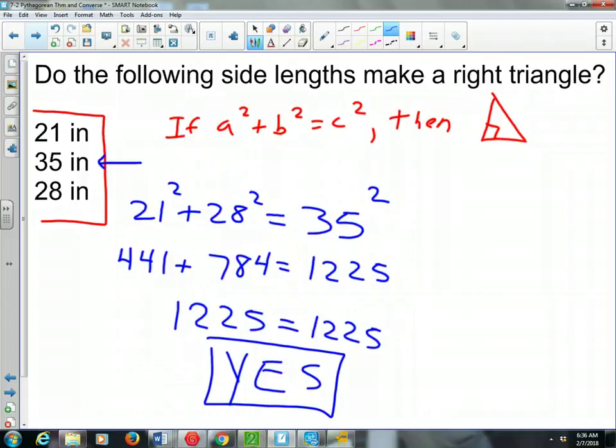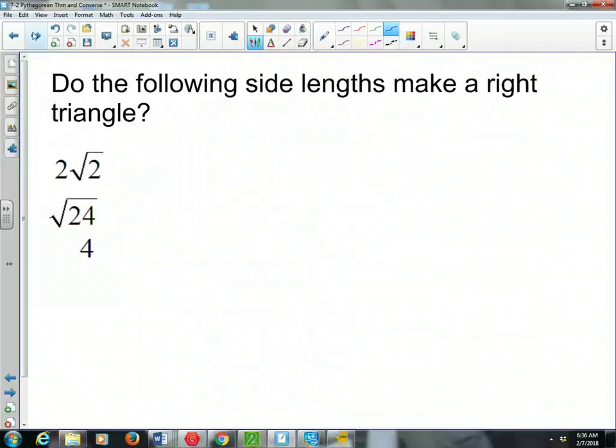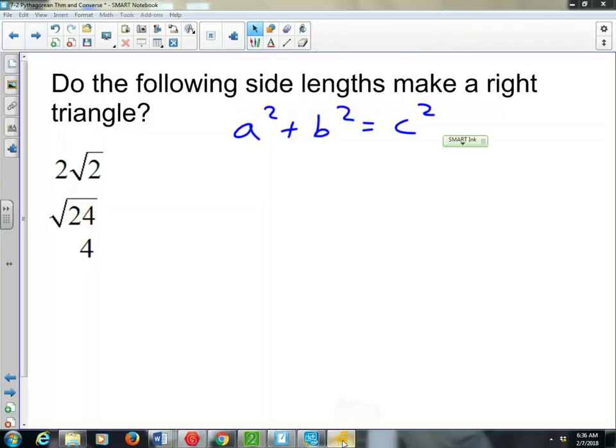How do we know it's a right triangle? Because a squared plus b squared equals c squared. I ask you this question, everybody. Can these three lengths, can you put them together to make a right triangle? Well, we would have to see, does a squared plus b squared equal c squared? If a squared plus b squared equals c squared, then we have a right triangle.